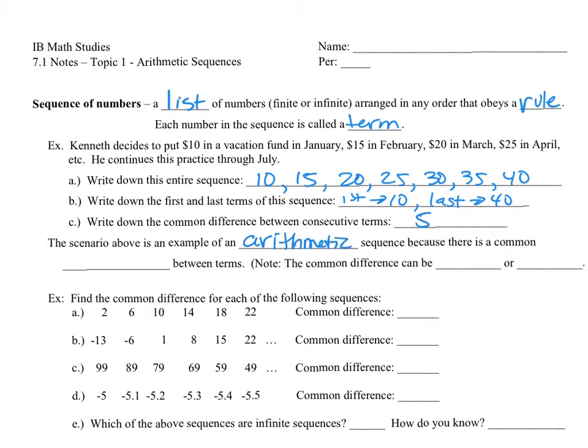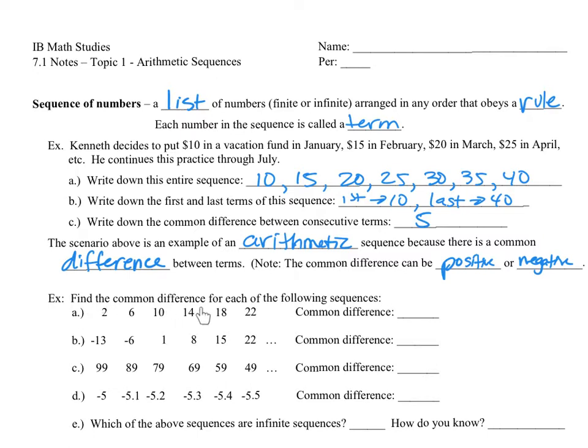Arithmetic sequence. And the reason why it's called an arithmetic sequence is because there is a common difference between the terms. Okay, note, the common difference can either be positive or it could be negative. You'll notice that in this example, each number was larger than the number before it. So that would be an example where our common difference is positive. But if we had a sequence where each number was smaller than the previous term, then that would have a negative common difference. So let's look at some examples here.